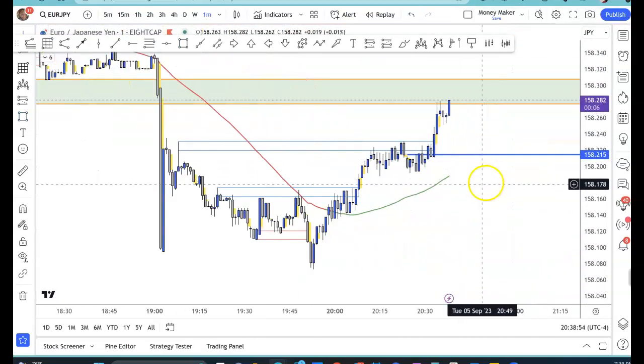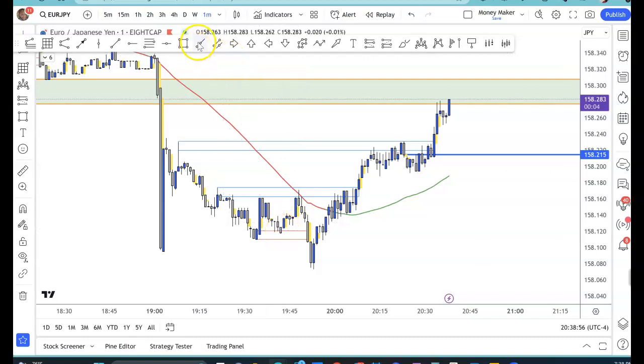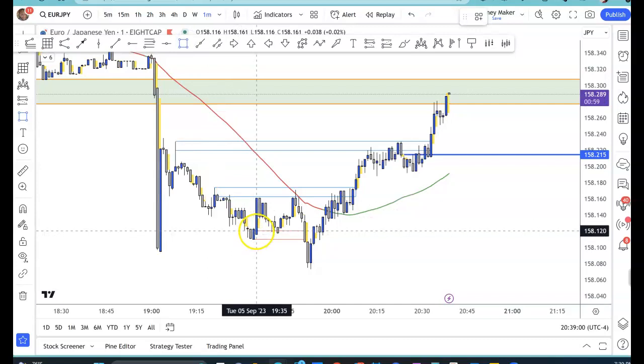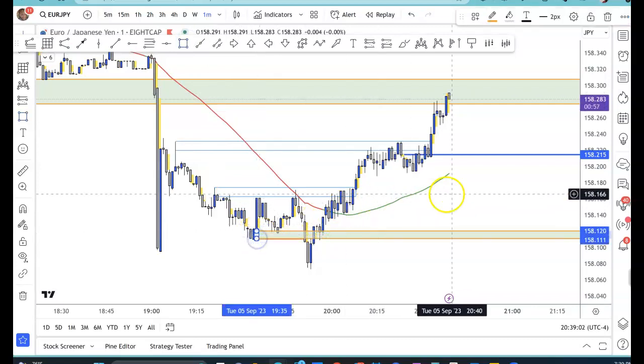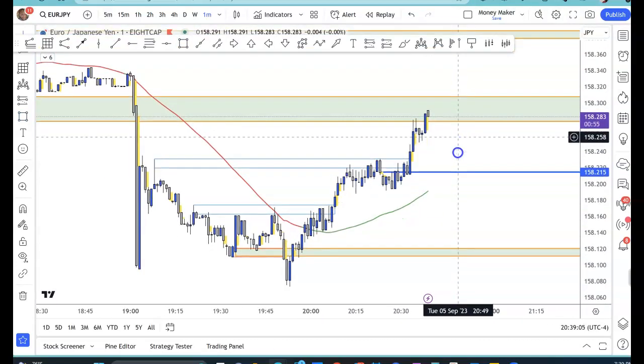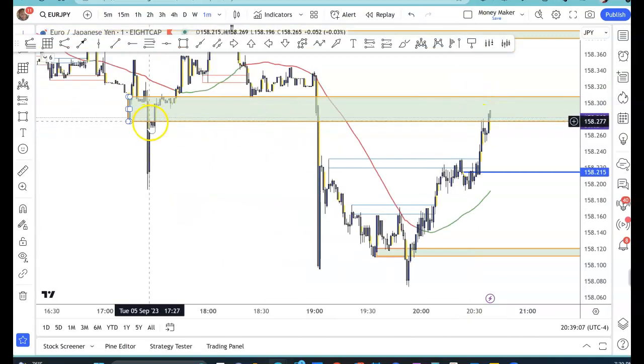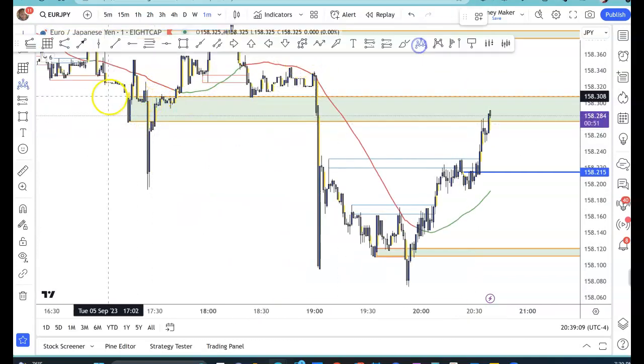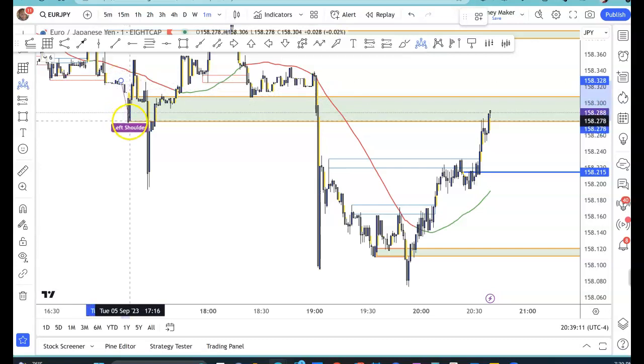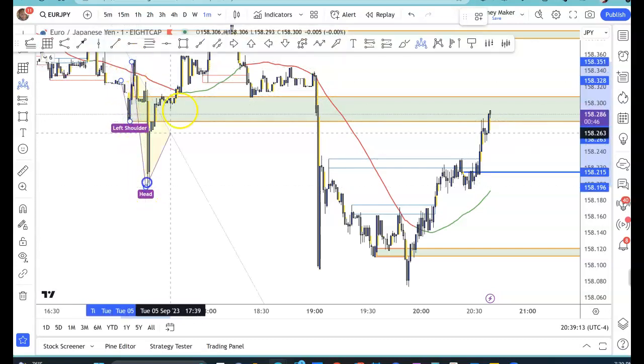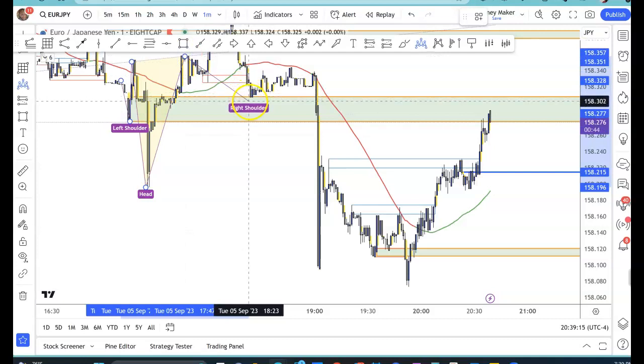Okay. I also have a red box right here where I expect the market to eventually come back down to buy. Okay, so as you can see, based on my analysis, I'm going to go ahead and draw the inverted head and shoulder so you can see why I expect this market to give me a reaction in this zone.